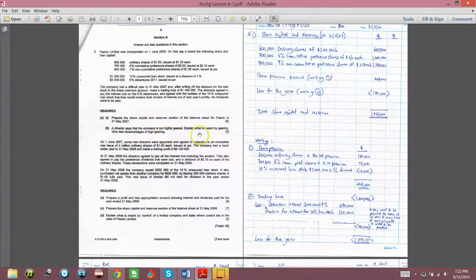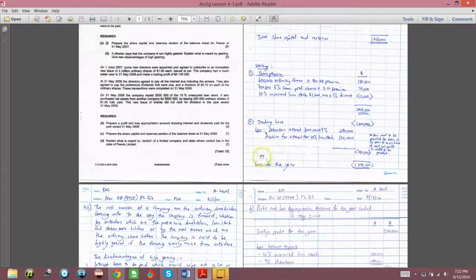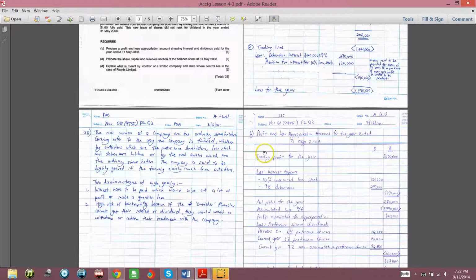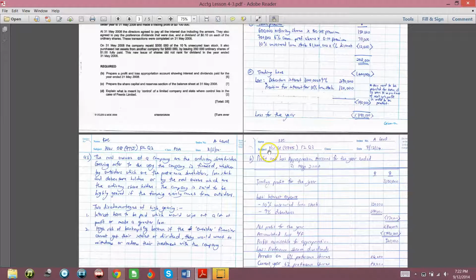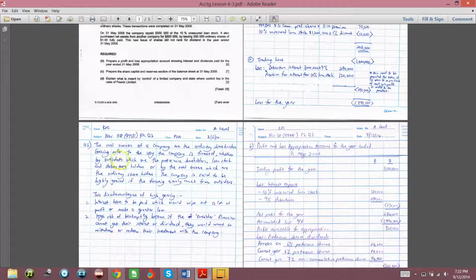Now part 2. What is meant by gearing? Give two disadvantages of high gearing. The real owners of the company are the ordinary shareholders. Gearing refers to the way the company is financed, whether by outsiders, which are preference shareholders, loan stock and debenture holders, or by the real owners, which are the ordinary shareholders. A company is said to be highly geared if the financing mainly comes from outsiders. This is another way of writing it. Previously I explained another way, so you can write it in a proper way to answer the question.